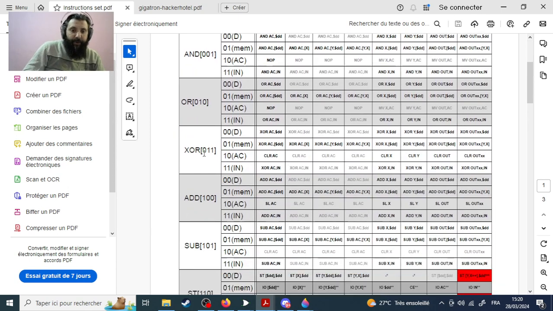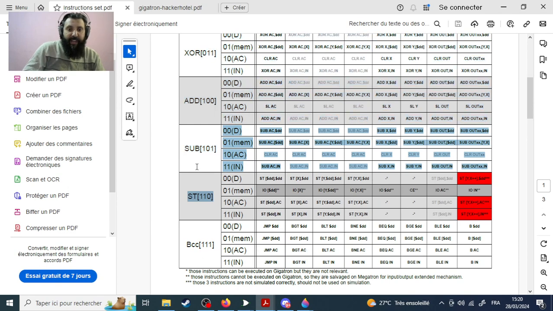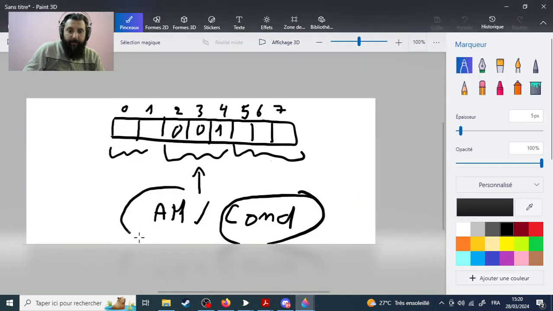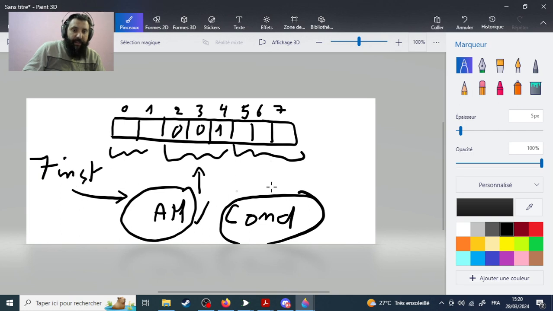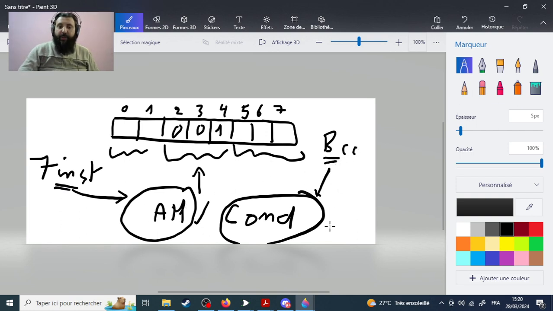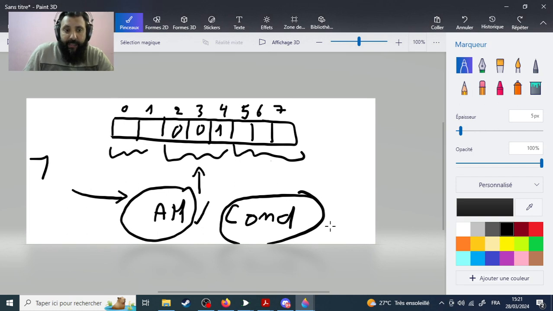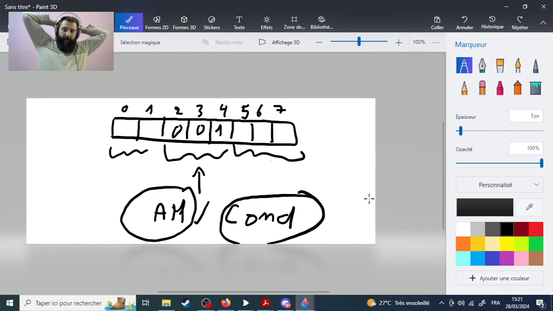And the rest are the other instructions. We have LD and OR, etc. Those 7 instructions are using the addressing mode. This mode is used by the first 7 instructions, and the condition mode is used by the BCC instruction, the branch instruction. That means the mode is chosen depending on the instruction. The instruction is the way to choose which mode we are using. For the first 7 instructions, we use the addressing mode, and for the last one, the BCC instruction, we use the condition mode. Do you understand this part? Do you have questions? Can I continue? No, we don't. Okay, I continue.